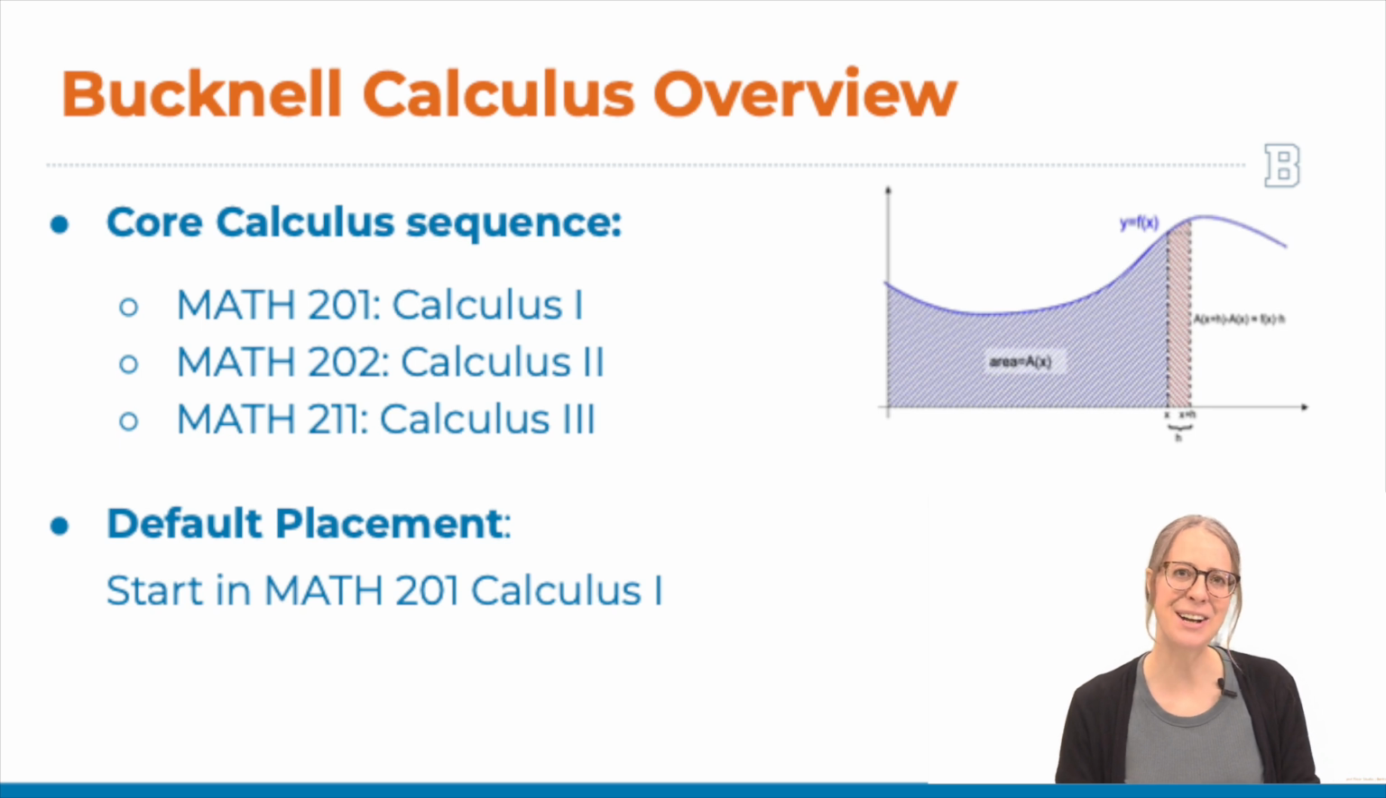So to start, our core calculus sequence is Math 201 Calculus 1, Math 202 Calculus 2, and Math 211 Calculus 3. If you're pursuing a STEM major here at Bucknell, you'll probably take all or most of that sequence of courses. The default placement is into Math 201 Calculus 1.